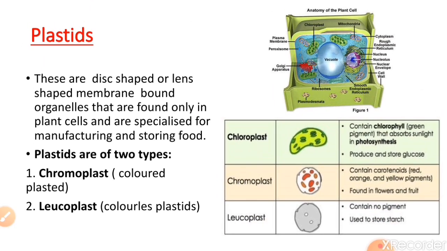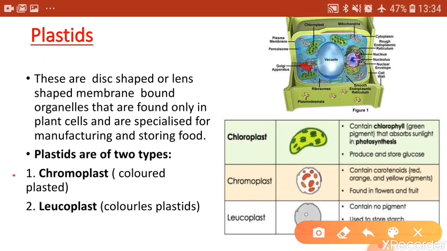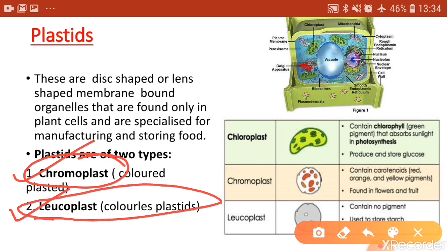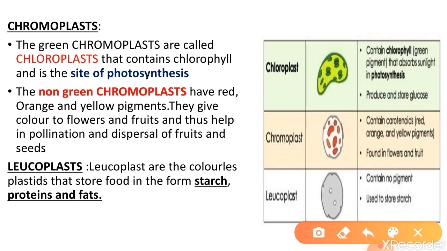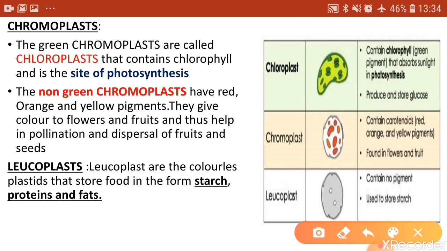Now plastids are of two types: the chromoplast and the leucoplast. The colored plastids, which have pigment in them, are called chromoplasts, and those plastids which are colorless, that is they don't have any pigment, are called leucoplasts. Chromoplasts are of two types: the chloroplasts and the non-green chromoplasts.